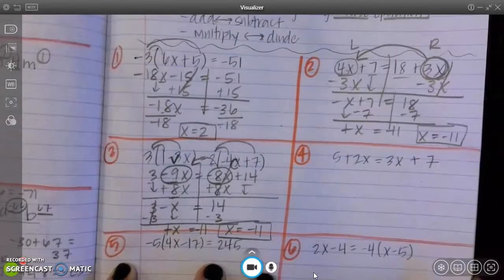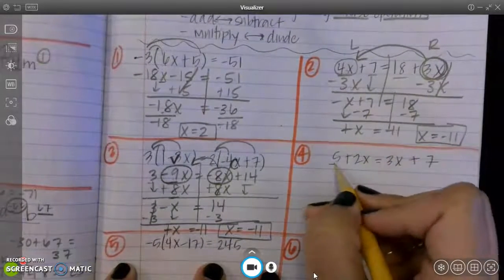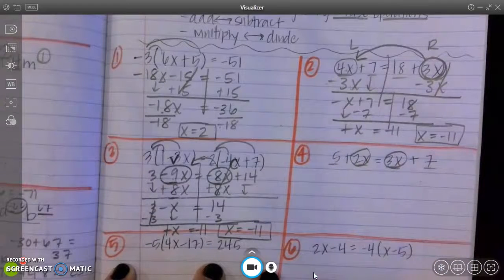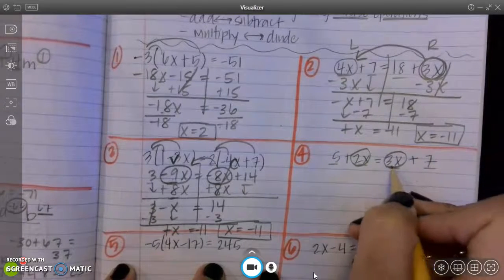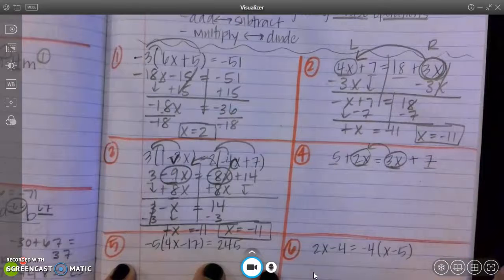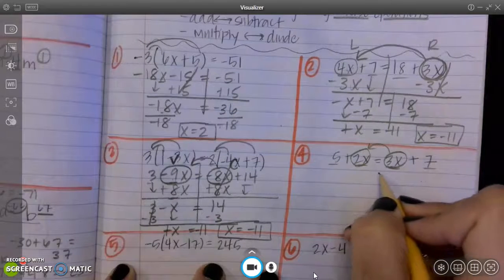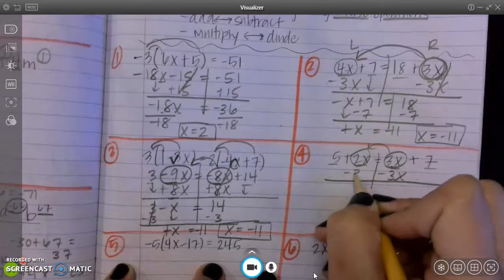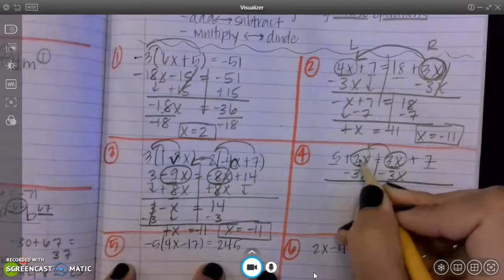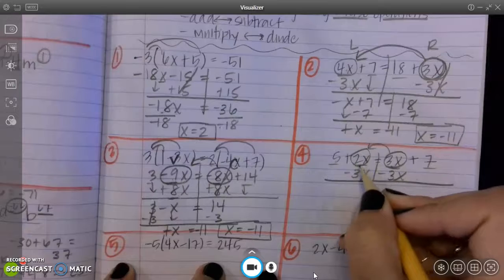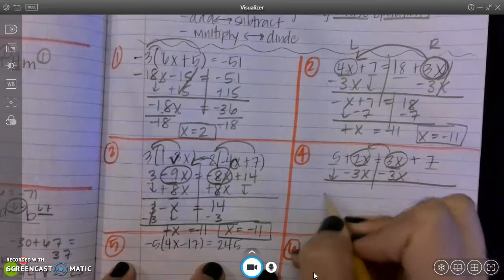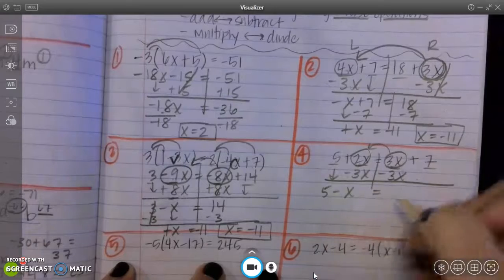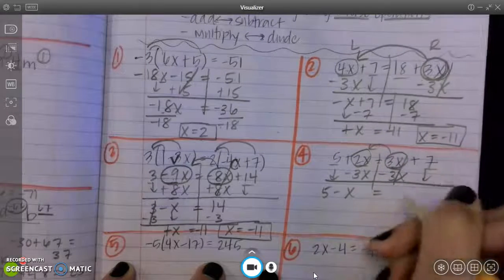Number 4, there's nothing to distribute. I can't combine these like terms, but I do have variable terms on each side. I have to move this positive 3x to be over here with the 2x by using subtraction since it's a positive 3x. Then I'm going to subtract 3x on the other side as well and put the negative 3x underneath its like term. So bring down the 5. 2x minus 3x is negative x. This cancels. Bring down the positive 7.